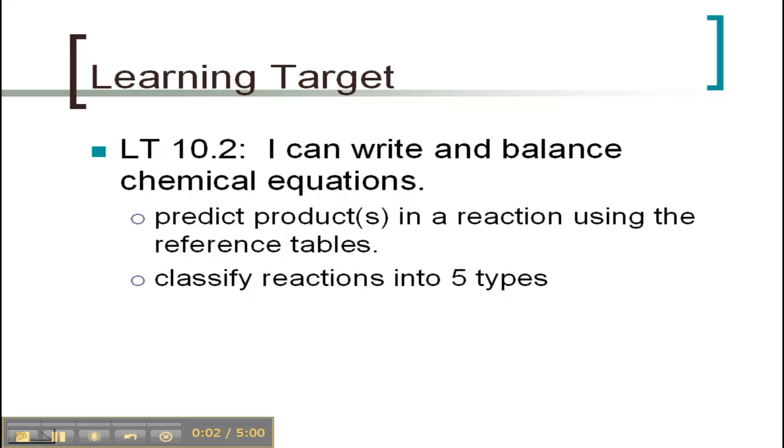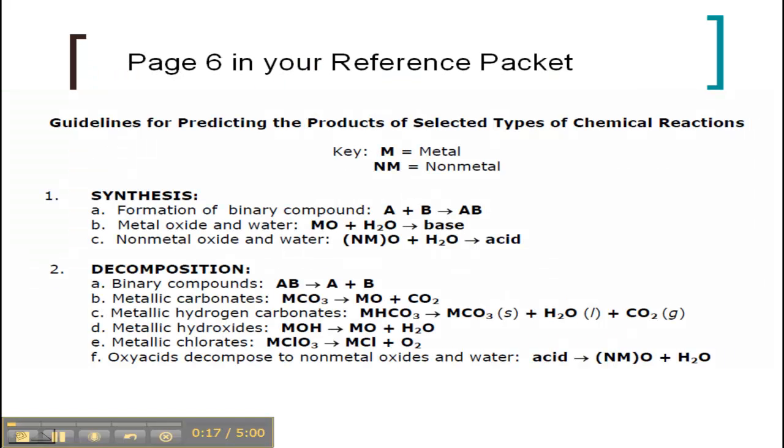The learning target says I can write and balance chemical equations, and this includes predicting products in a reaction using your reference packet and classifying reactions into the 5 types. So let's talk about those 5 types because that's going to allow you to predict the product. Now this is the top part of page 6 in your reference packet.